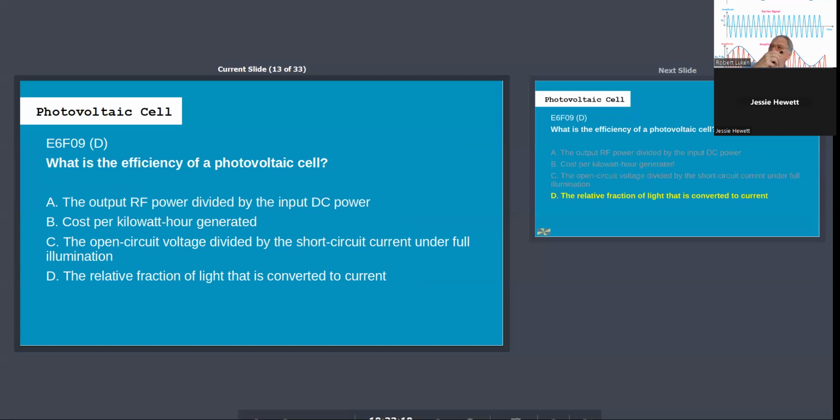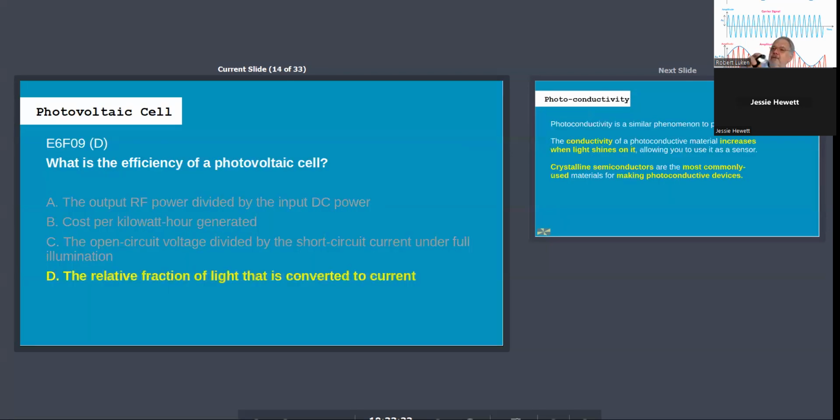So what's the efficiency of a photovoltaic cell? Okay. Right. They don't commit to a number because nobody exactly knows. It depends on a lot of factors.